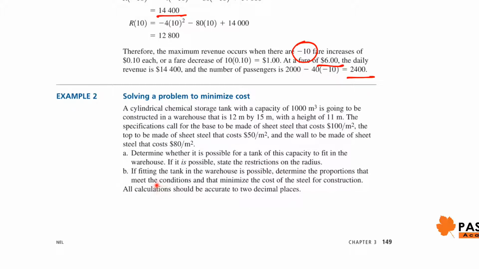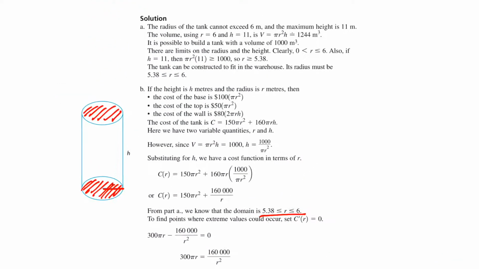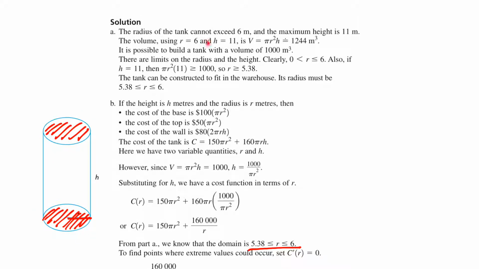Part B, if fitting the tank in the warehouse is possible, determine the proportions that meet the condition and that minimize the cost of the steel construction. And do the calculation with 2 decimals. The radius of the tank cannot exceed 6 meters, and the maximum height is 11 meters, the dimensions of the warehouse. The volume using 6 and height 11 is more than 1,000, so making the tank is doable.